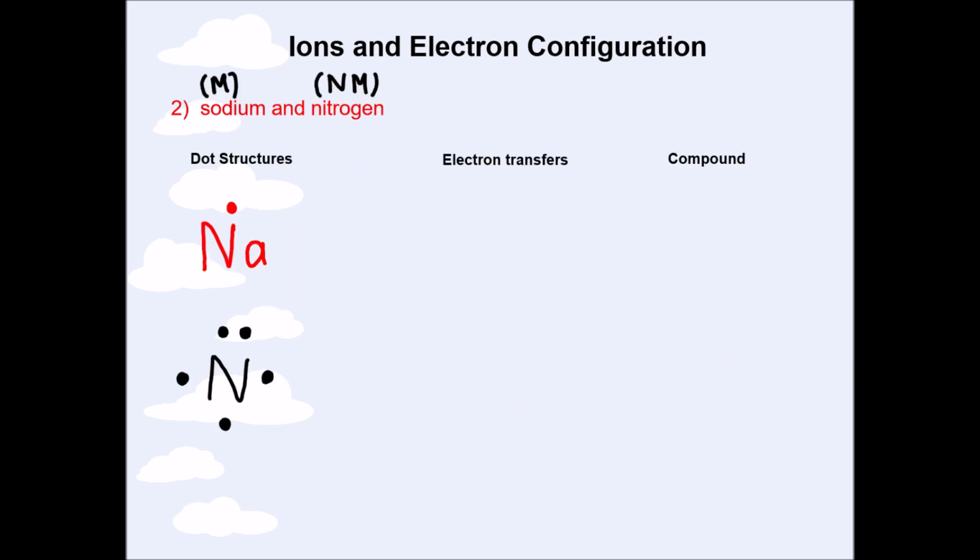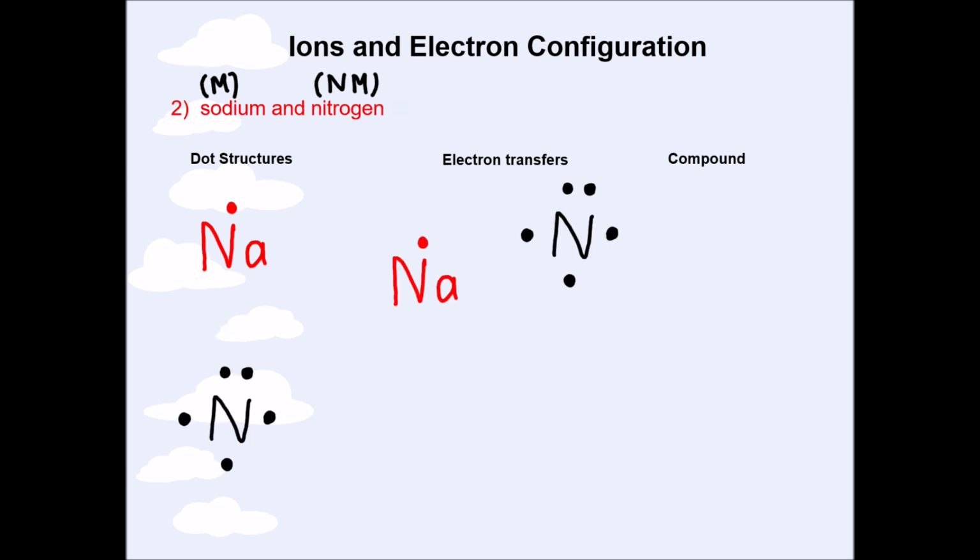Let's do this again for sodium, which is a metal, and nitrogen, which is a nonmetal. Sodium is in group 1, therefore it has 1 valence electron. Nitrogen is in group 15, which means it has 5 valence electrons. During electron transfer, sodium will be very willing to give its 1 valence electron away to nitrogen. Nitrogen now has a total of 6 valence electrons, but it's still missing 2 more to achieve the 8 valence electrons.